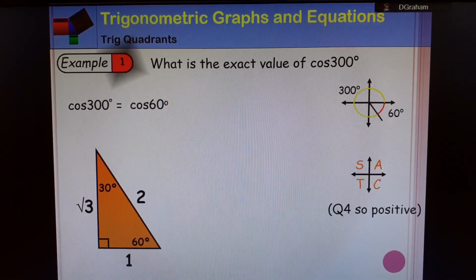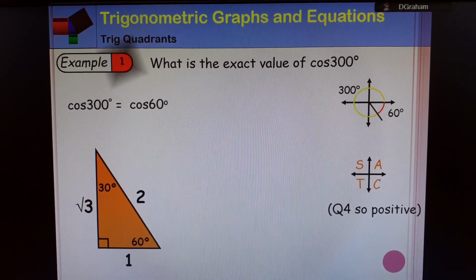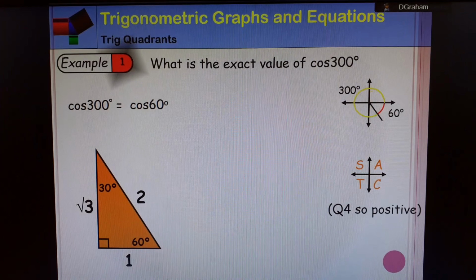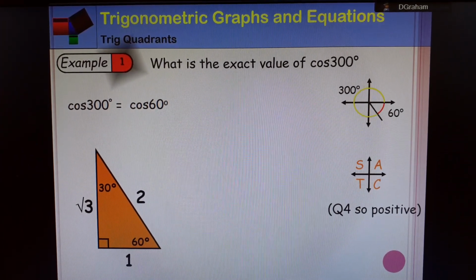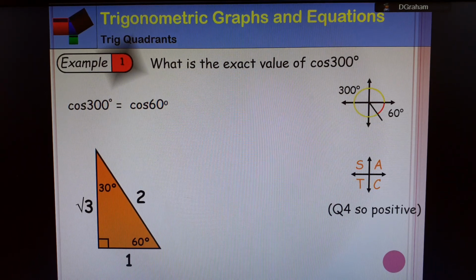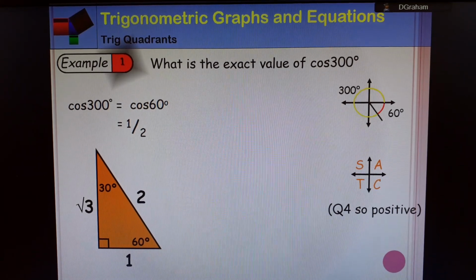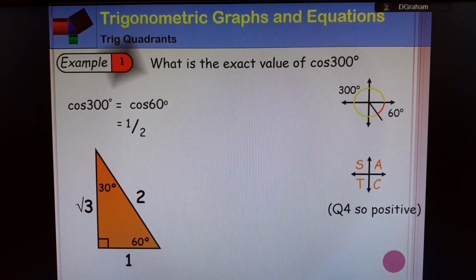And that's how you're going to work it out now from your exact value triangle. So cos of 60 is adjacent over hypotenuse. So you have your triangles. You always make sure you have your triangles drawn in front of you. Even if it's in an exam, you make sure you draw your triangles in the exam. Okay. And cos of 60 is adjacent over hypotenuse, which is 1 over 2. Okay, and that's how you would find the cos of 300 because it's the same as the cos of 60.